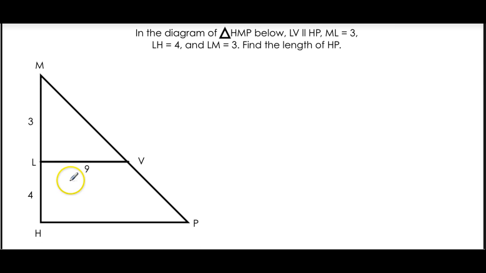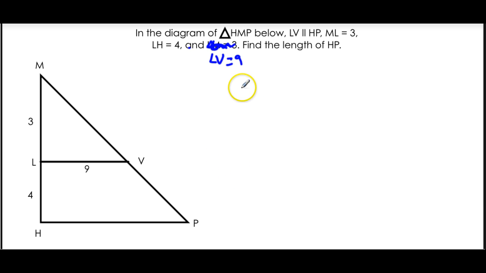Moving on. In the diagram of triangle HMP below, LV is parallel to HP. We know ML is equal to 3, LH is equal to 4, and LV is equal to 9. We want to find the length of HP. Well, I think we can do that.